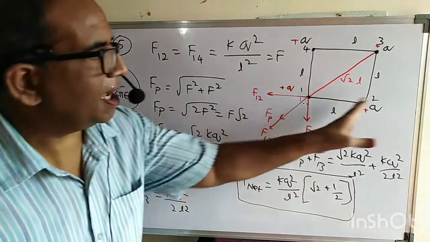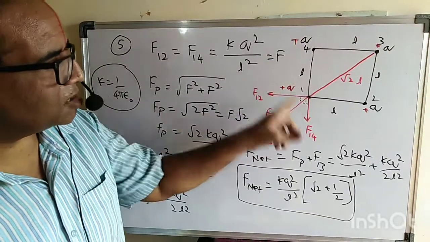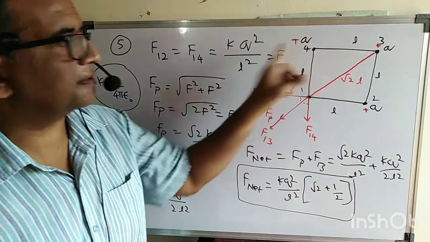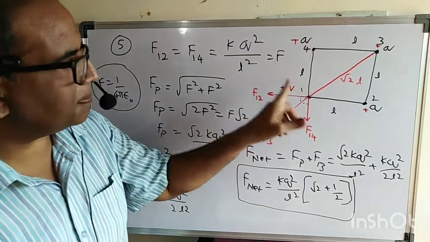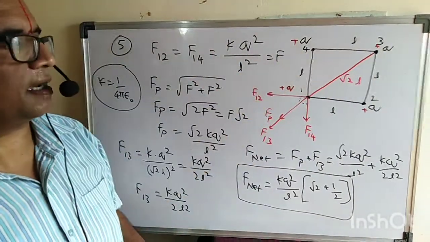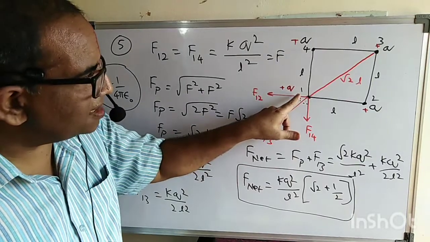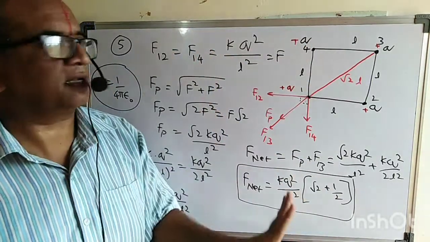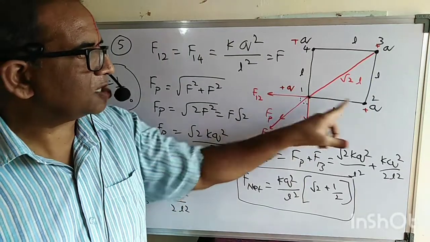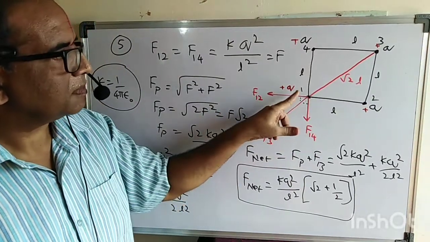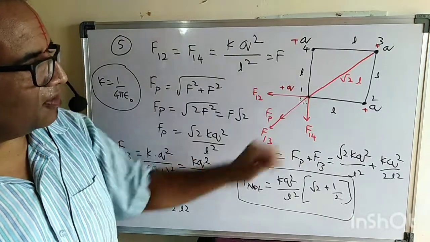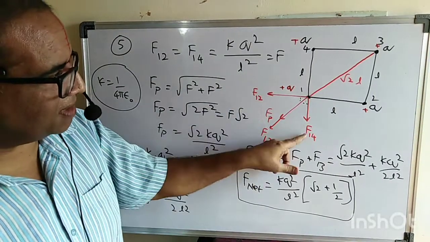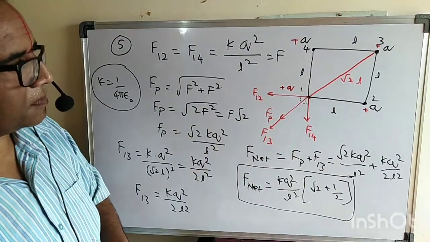You can see once again what is said here. Suppose there is a square, and there are 4 charges placed at the 4 corners of the square. Then what is the force acting on charge 1? On 1, whoever is acting, that only we should see. On 1 the charge 2 is acting, so F12. Charge 4 is acting, F14. And the resultant of these two will be FP.